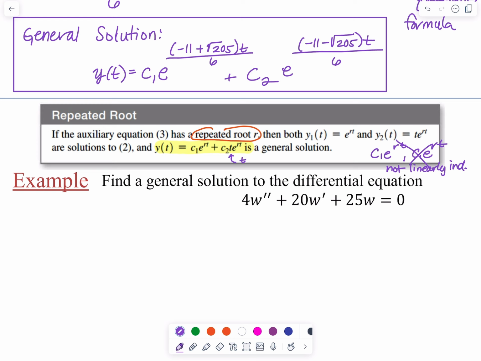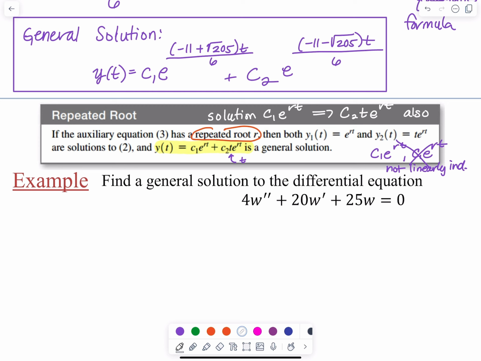And you can convince yourself that if c1e to the rt is a solution, then c2te to the rt is also a solution.